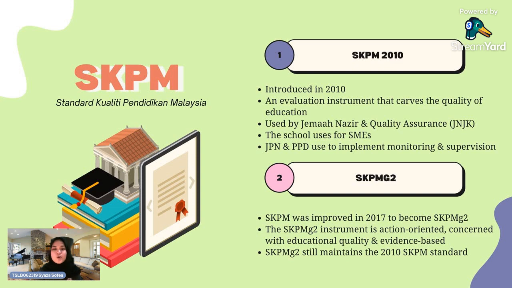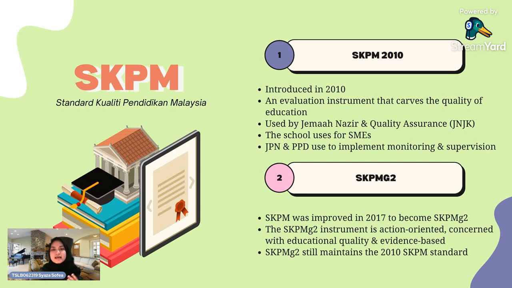Okay, so what is actually SKPM? SKPM stands for Standard Kualiti Pendidikan Malaysia, and in order to achieve global education in the 21st century, the quality of education is a very important aspect so that world-class students can be developed. There are two main elements of SKPM, which are SKPM 2010 and SKPM G2.